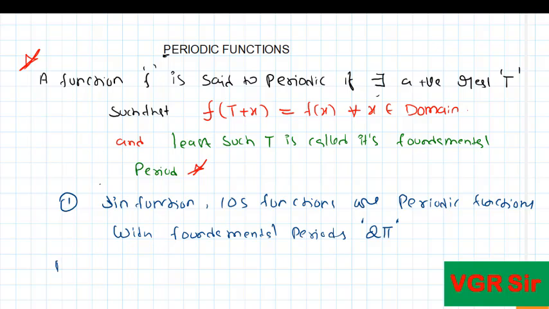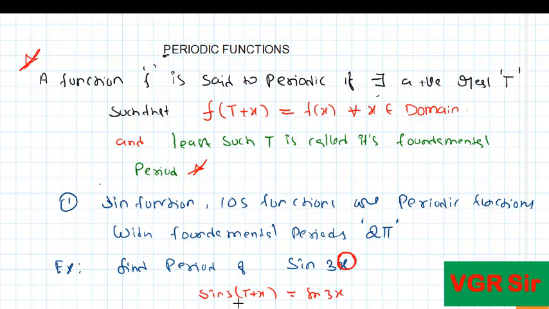Okay, one example problem. Find the period of sin 3x. Just use the definition and we will get the answer. What is the definition? Instead of x, we need to write t plus x. So sin of 3 into t plus x should be equal to sin 3x. If such a t exists, then you can say that it is a periodic function, and the smallest such t is called its period.